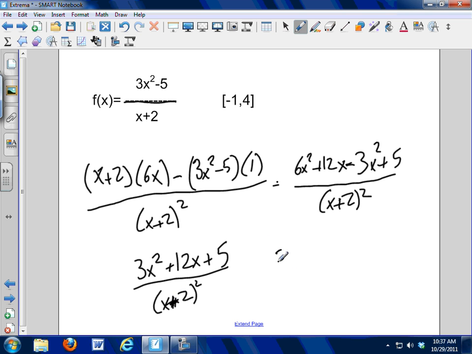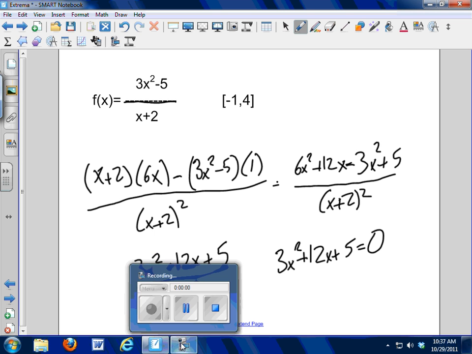We're going to worry about when 3x squared plus 12x plus 5 is equal to 0. And that's probably where I would use the quadratic formula. I'm going to pause this. I'm going to get out the calculator so we're not wasting time on this.